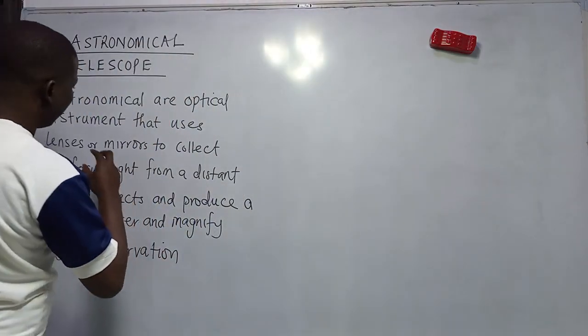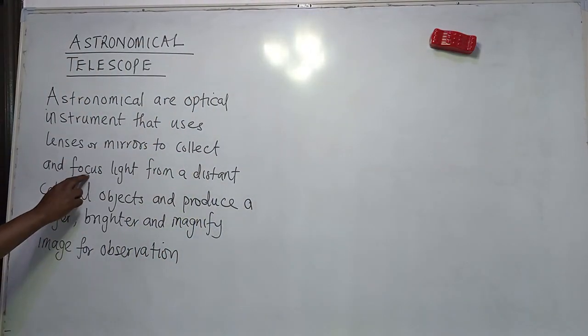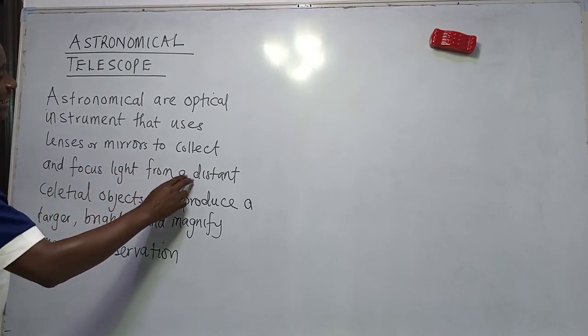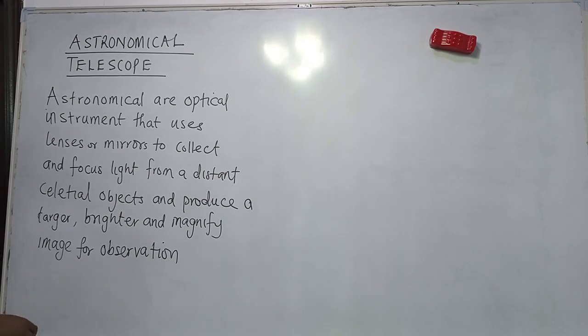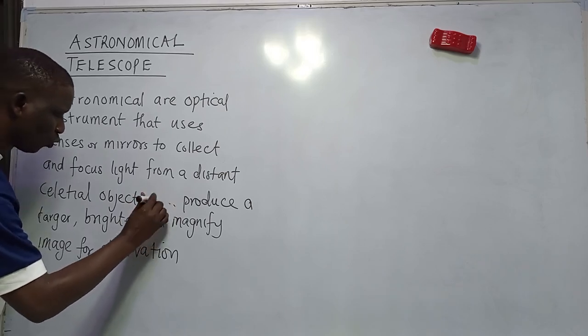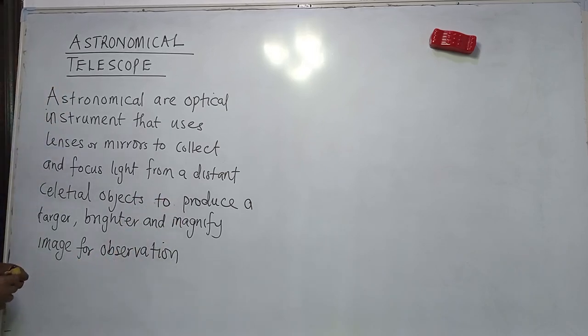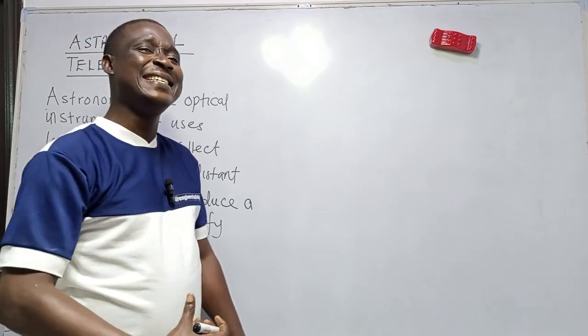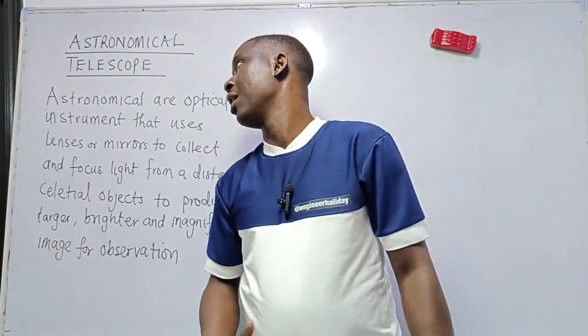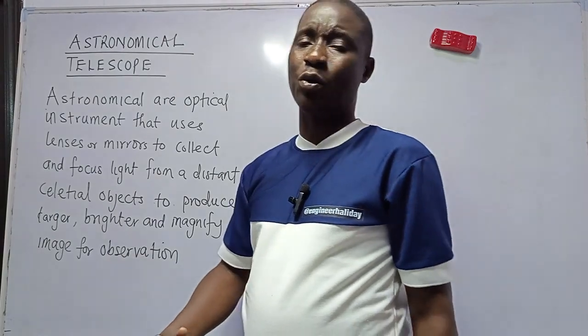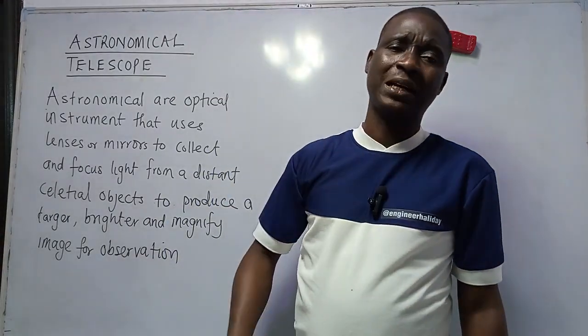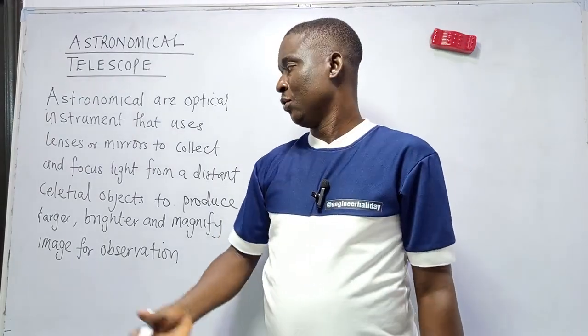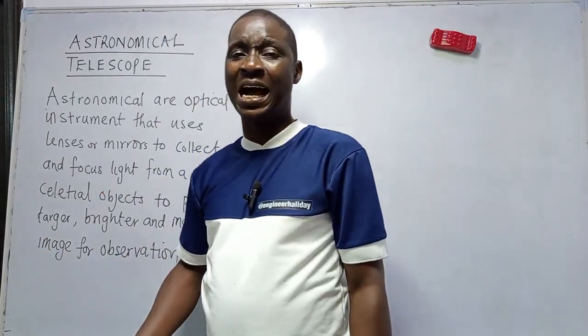But what are we using this instrument for? To collect and focus light from a distant celestial object and produce a larger, brighter and magnified image for easy observation. So what are the distant objects that we are talking about? Distant objects like the sun, the stars, the moon are what we call celestial objects.